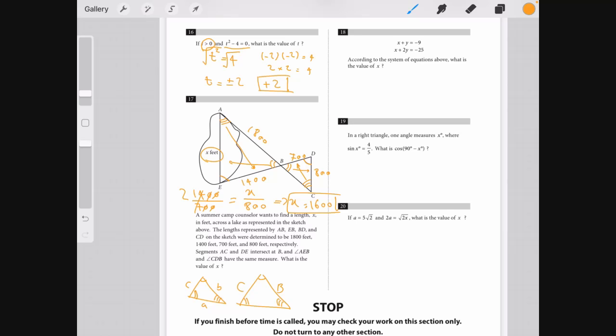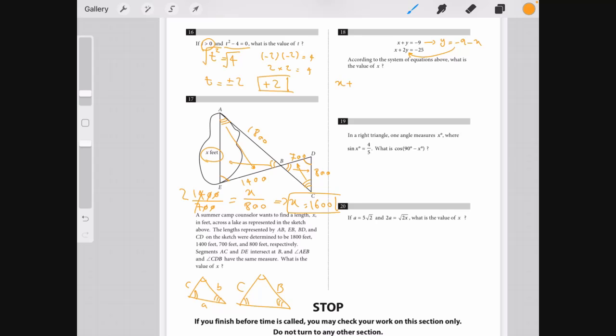According to the system of equations above, what is the value of x? Okay, so here I choose to use substitution. So I can write x equals minus 9 minus y. Actually, because we want to find the value of x, let's substitute the y value instead of the x value. So I want to say y equals minus 9 minus x. So I substitute that instead of y, then I can find x.